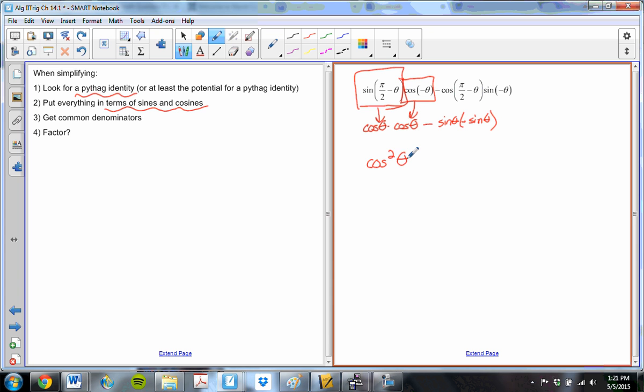But cosine times cosine is cosine squared. Negative sine times negative sine is positive sine squared. And we know that cosine squared plus sine squared is 1. So that all simplifies down to just 1. So those are your examples of basic trig identities. Sure, why don't I discuss why they're the way they are? That might be worthwhile.